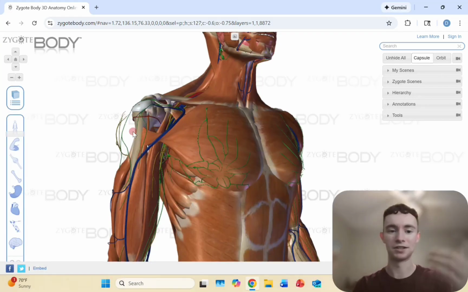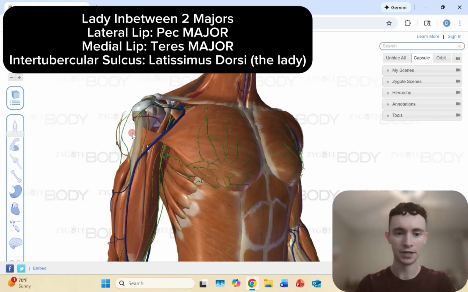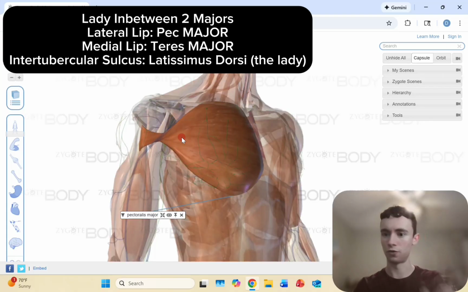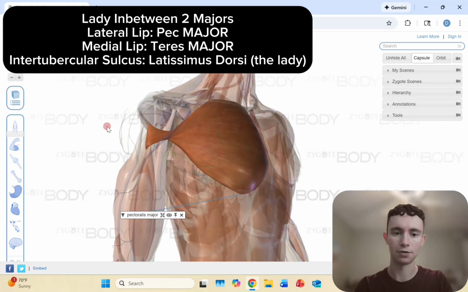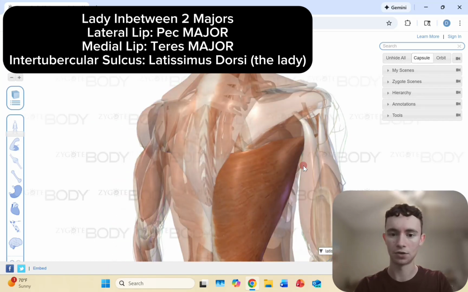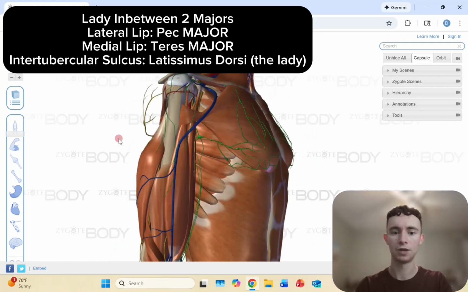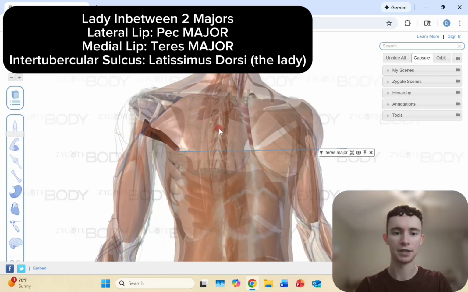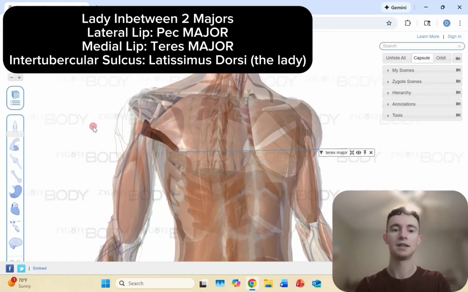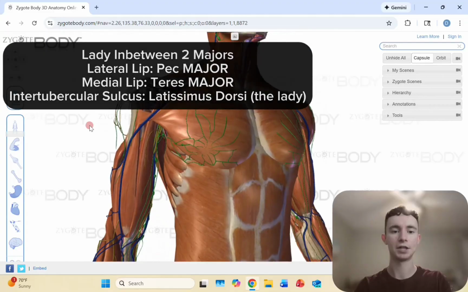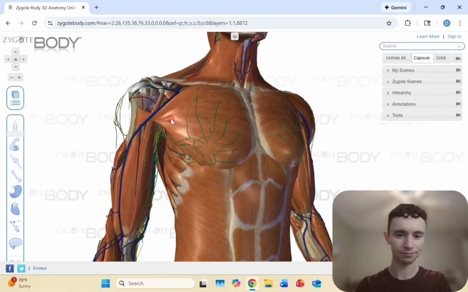The relationship that I remember here is lady in between two majors. What that means is on the actual humerus, there are two lips: the lateral lip, the medial lip, and then the intertubercular sulcus in between the two lips. Lady in between two majors. The first major is pec major, attaching on the lateral lip. The lady is the latissimus dorsi, attaching on the intertubercular sulcus between the two majors. And the other major that we already talked about is the teres major right here, attaching on the medial lip. So the lady, being the latissimus dorsi, attaches in between the pec major and the teres major.